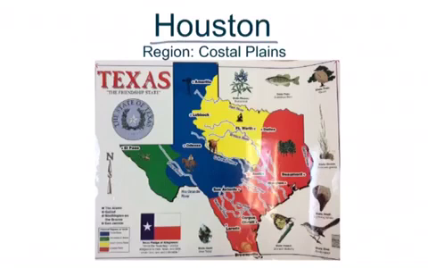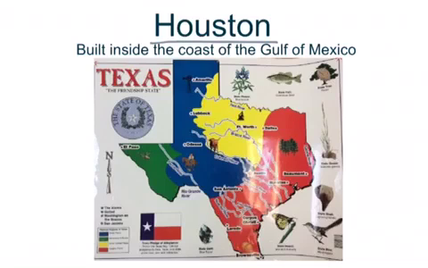Houston is located in the coastal plains region in Texas, as you can see here in the map, on the right side in the red. Now, Houston was built just inside the coastal plains area right here. There's Houston right there. The Gulf of Mexico would be right here, and that's where the beach is and all the water is right there. Houston was built right along the coastline, you can see there, and there's Houston.